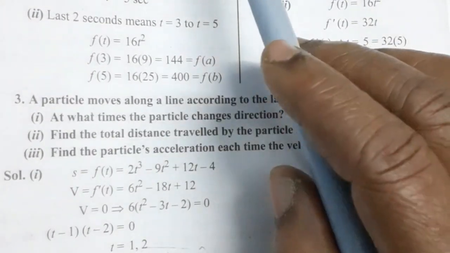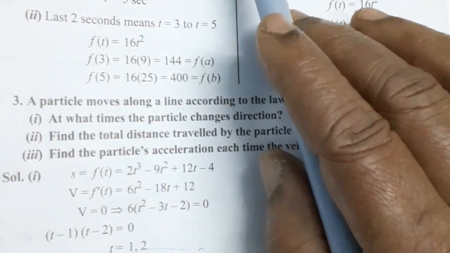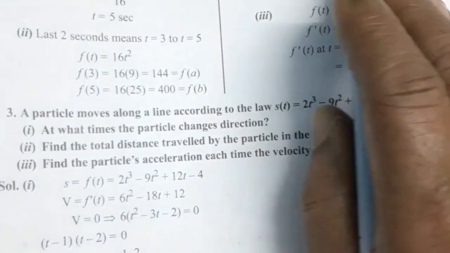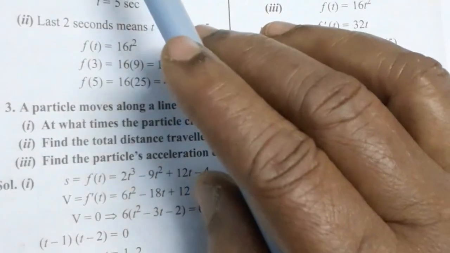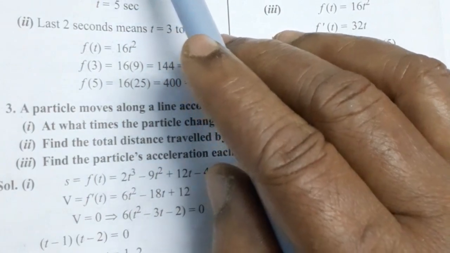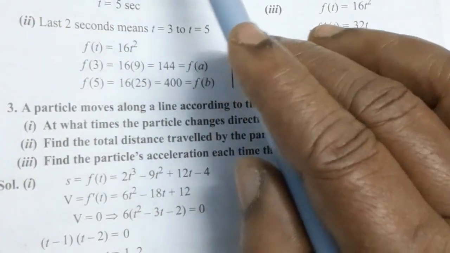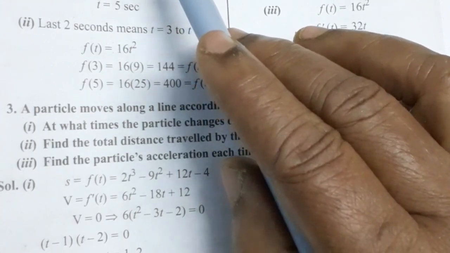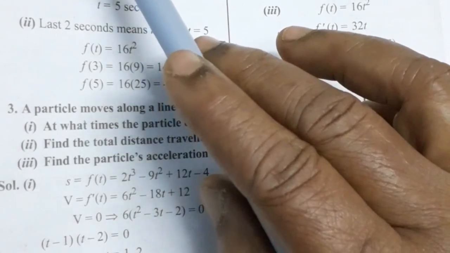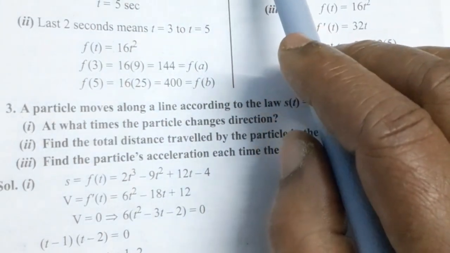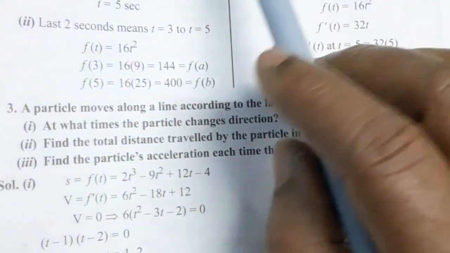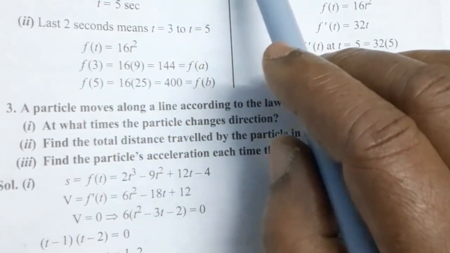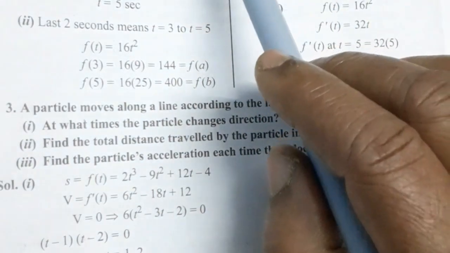Now see the second question. A camera is accidentally knocked off the edge of a cliff 400 meters high. The camera falls a distance of s equal to 16t square in t seconds. First question: how long does the camera fall before it hits the ground? How long is the time taken?